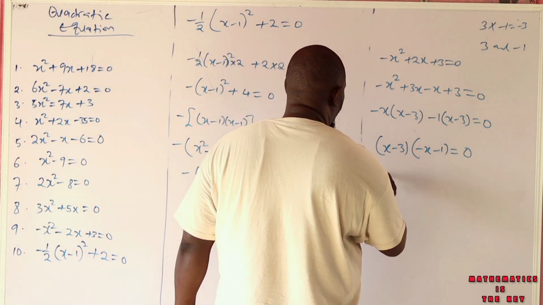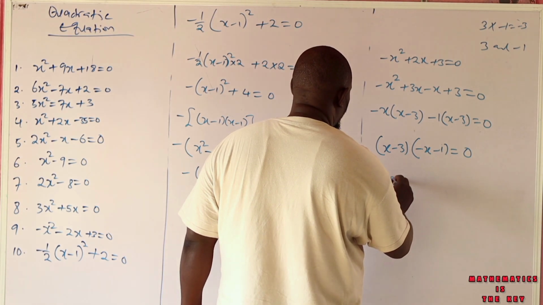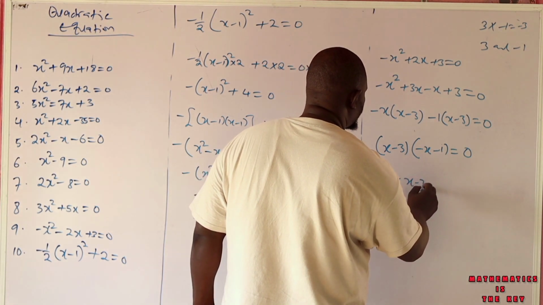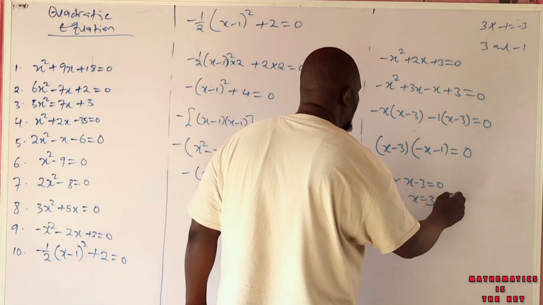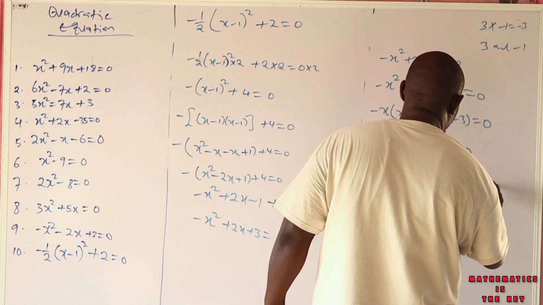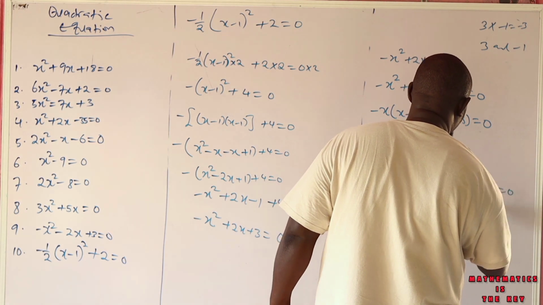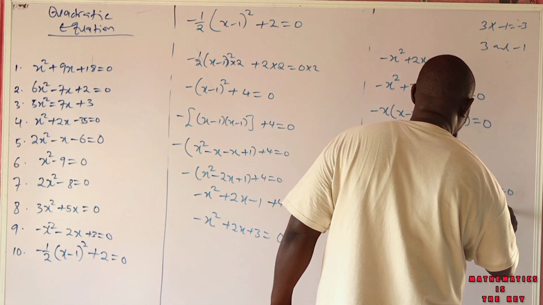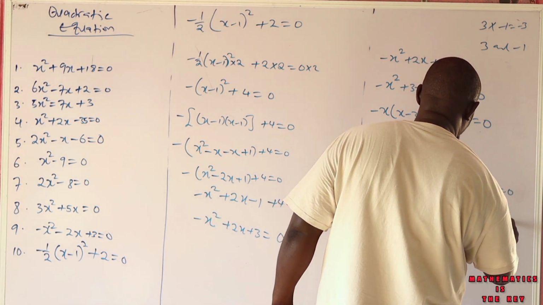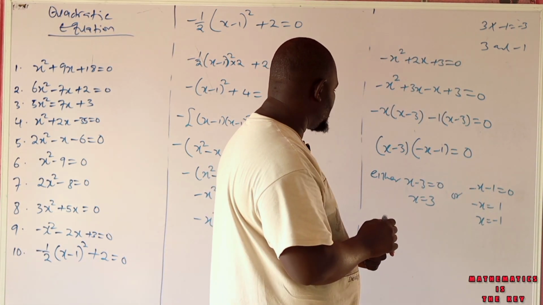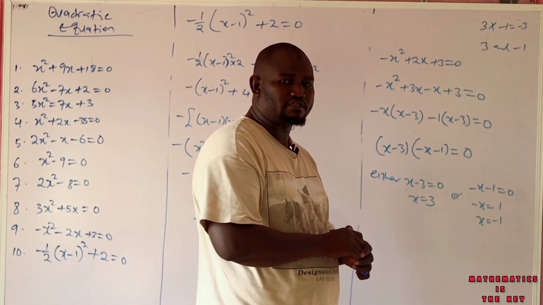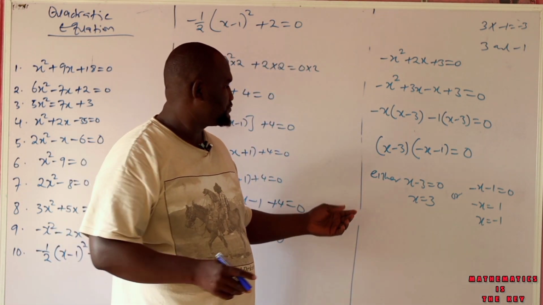So either x minus 3 is equal to 0, we have x is equal to 3, or minus x minus 1 is equal to 0, minus x is equal to 1, and we have x is equal to minus 1. So the solutions to this particular equation are x is equal to 3 and x is equal to minus 1.